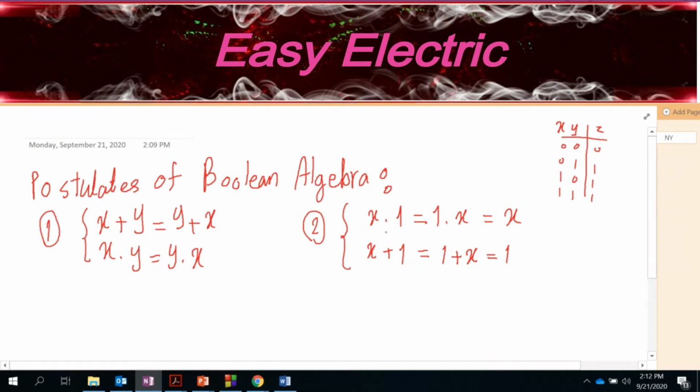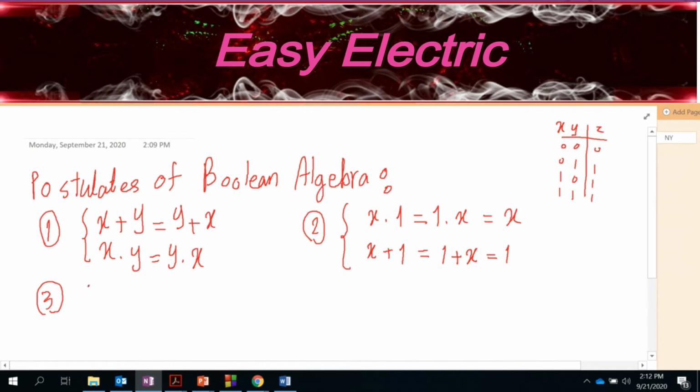If you have any question in any part, you could interrupt me, that's fine, okay? So let's go to number 3. We just accept this, okay? These are a couple of the postulates which hold in Boolean algebra.